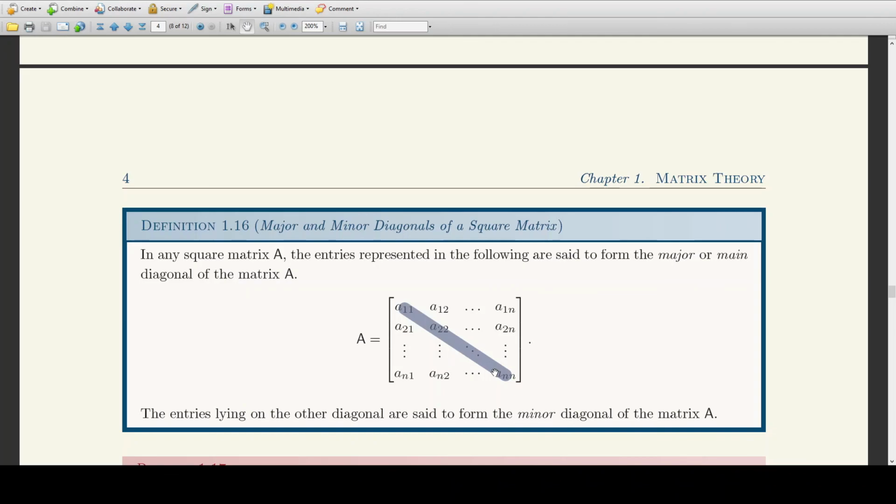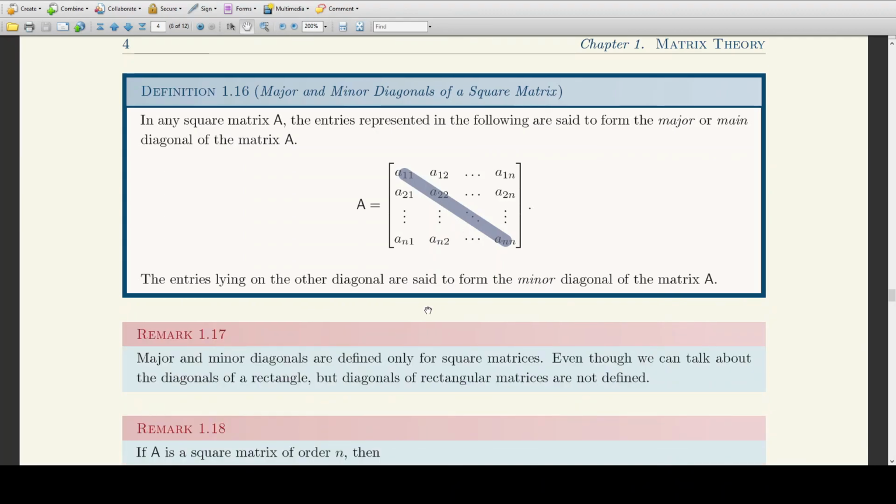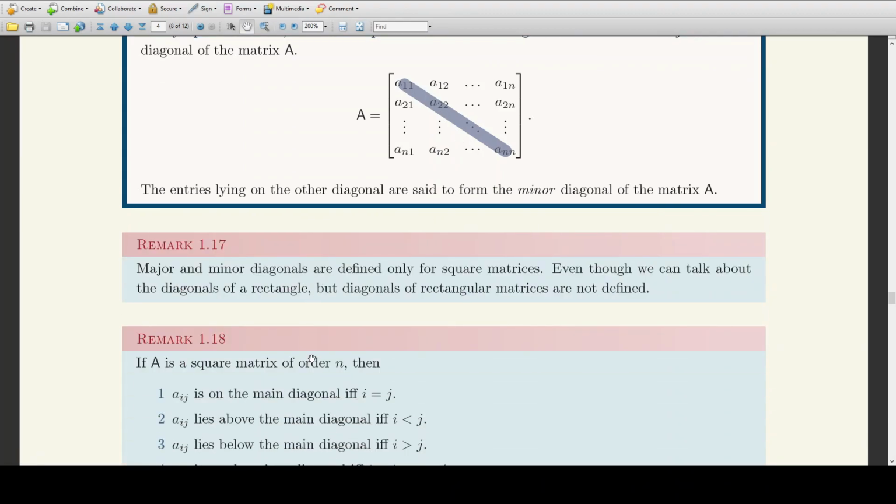And by the way, in geometry, when you have a rectangle, you still have diagonals. But diagonals are not defined for rectangular matrices. So be careful. When I talk about the diagonal of a matrix, automatically I mean that it is a square matrix. Don't mix up. In geometry, rectangles also have diagonals, but in matrix theory, no. I have also defined these things here.